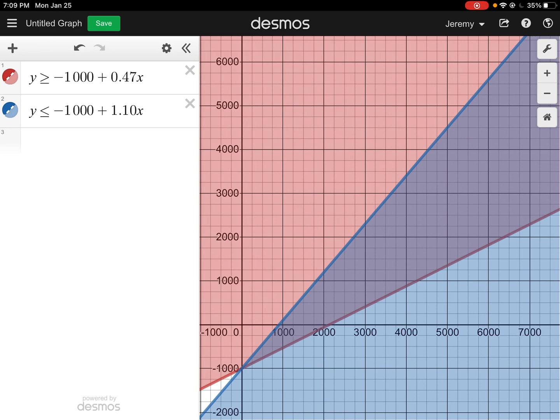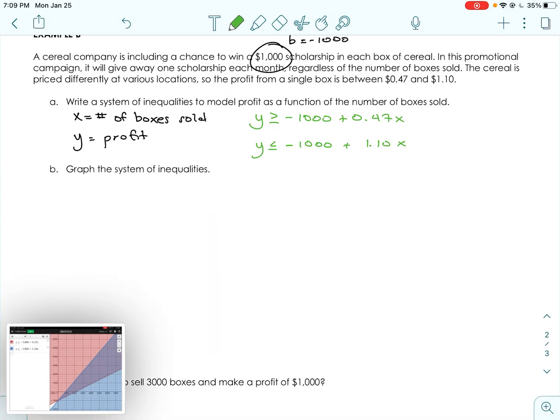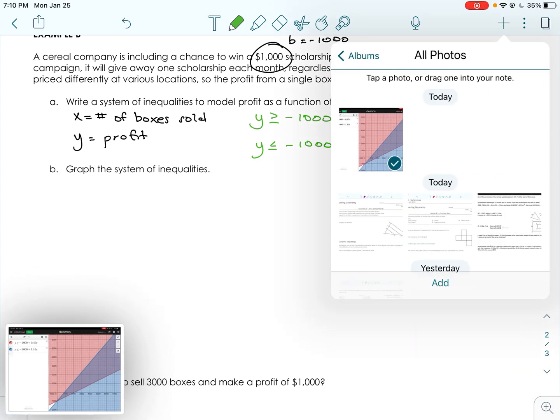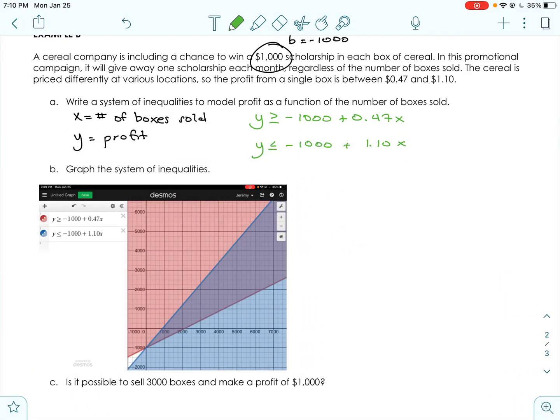As you can see, on Desmos it is very easy to see where your inequalities' shadings overlap. So I'm going to take a picture of this, jump back over to the notes, and see, can I just drag this in here? Nope. So we're going to add from the photo library. Here's our graph, so you can go ahead and graph that as well.